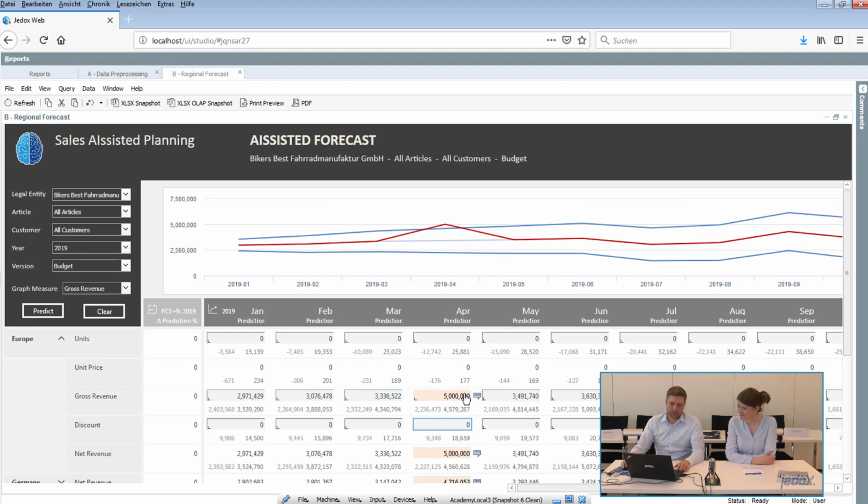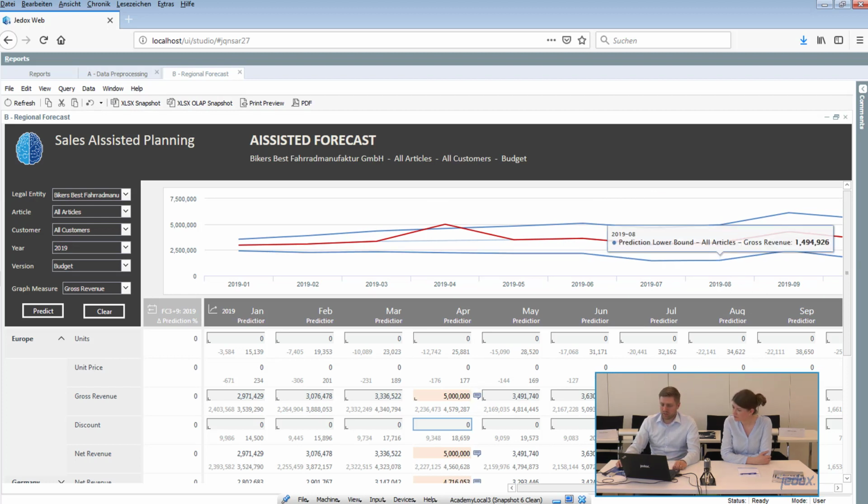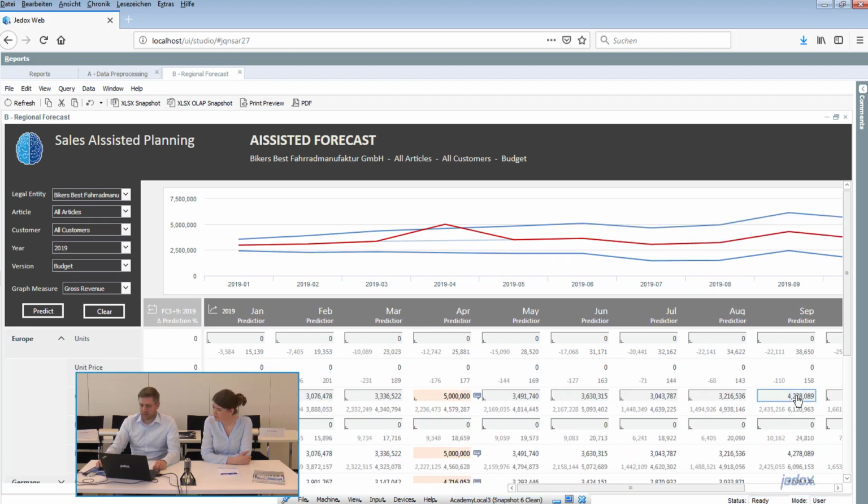And then it also shows us that we are out of bounds now. We are over the upper level. But we are sure that we can make it in April, and we can also adapt something else. Like maybe in September we know that it didn't work very well last year, so we are pessimistic here.